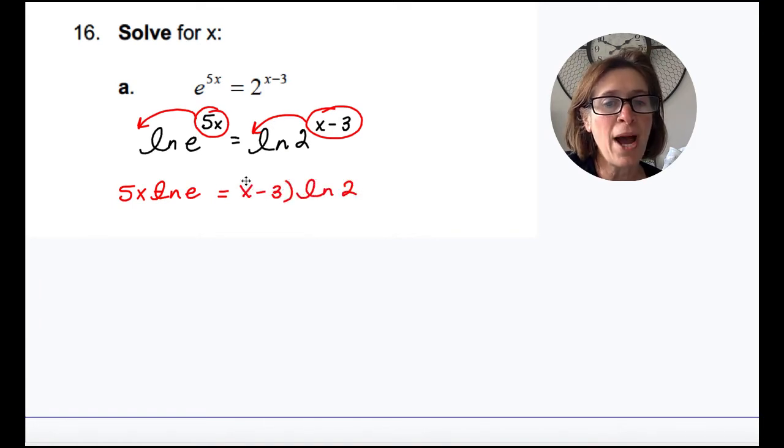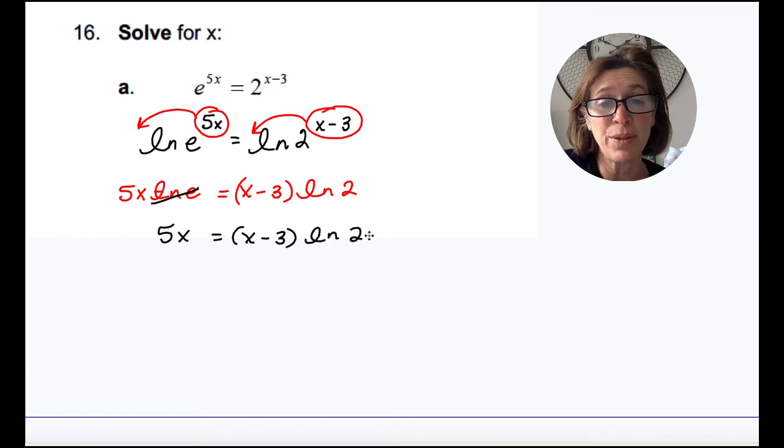So why is this important? Well, ln e we know is 1, so that goes away. Normally, if we just had the variable on one side, we could divide by 5 and we would be done. But in this case, I don't have x on one side, I have it on both sides, so I have to figure out a way to get x isolated since that's what I'm solving for. This is where I have to distribute my ln 2, so that I can get the x to the other side.